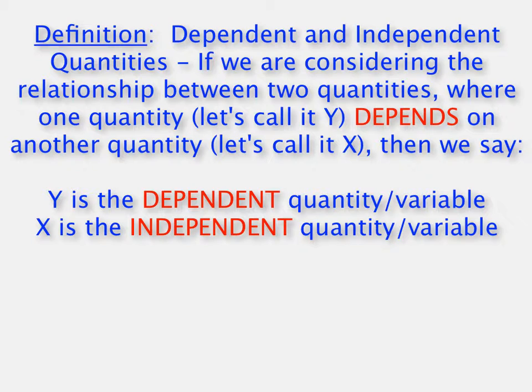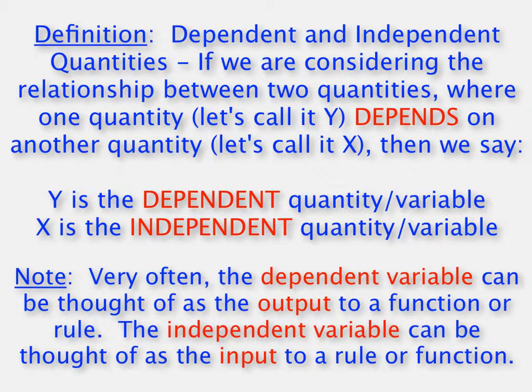quantity or variable. Now note, I use x and y because very often the dependent variable can also be thought of as an output to a function or rule, and the independent variable can often be thought of as the input to a function or a rule. This isn't going to be true 100% of the time, but almost always that's going to be the case, so we can make that connection between dependent variable and output and independent variable and input.